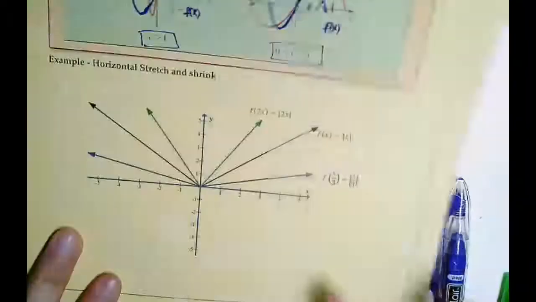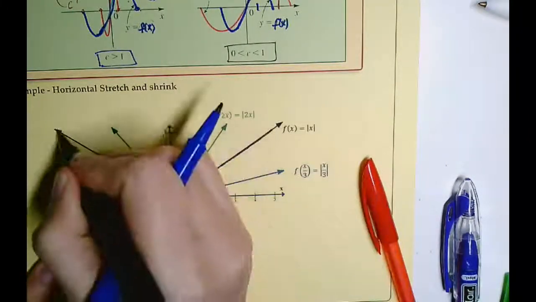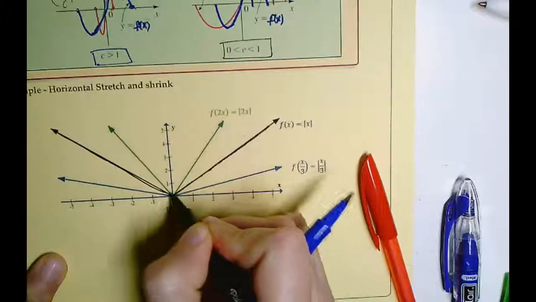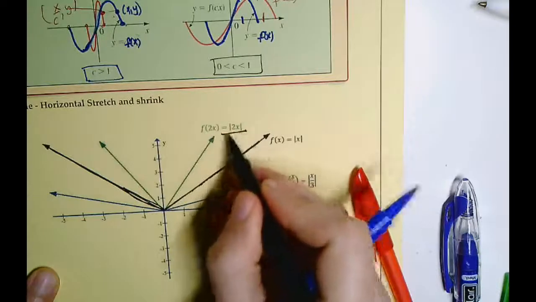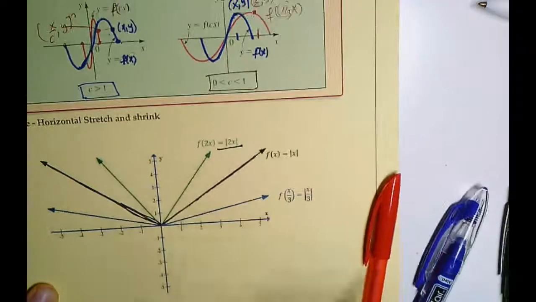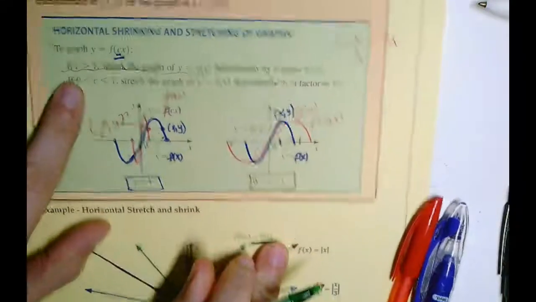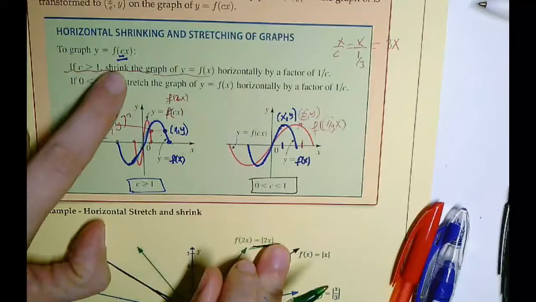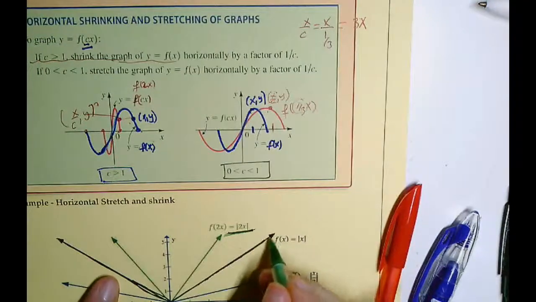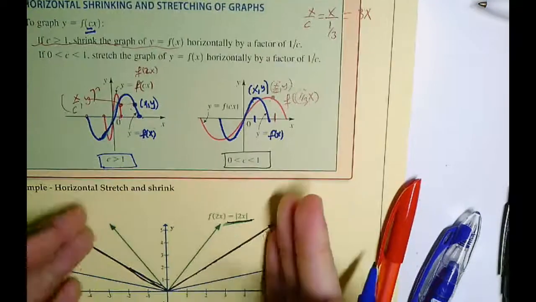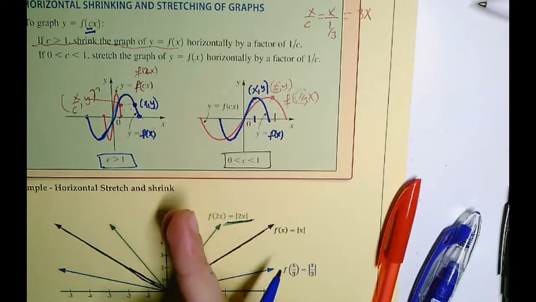So let's look at an example. I have my regular function, absolute value. And if I want to find the graph of absolute value of 2x, c is 2, and 2 is greater than 1. So what am I going to do? I'm going to shrink horizontally. I'm going to take the graph of this one and shrink it horizontally.